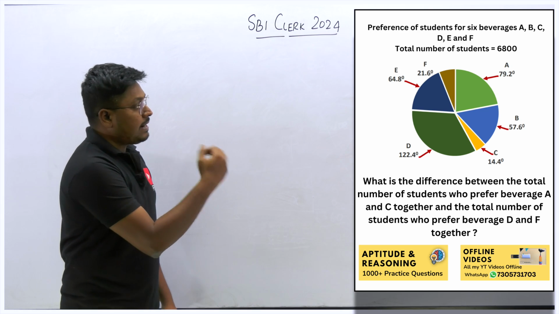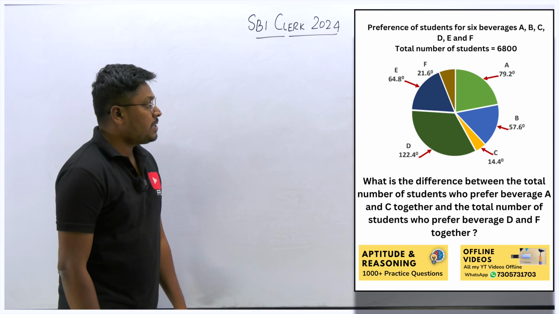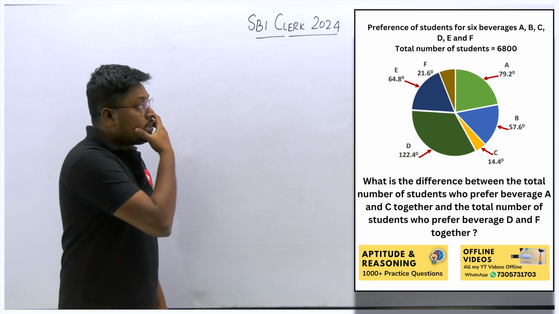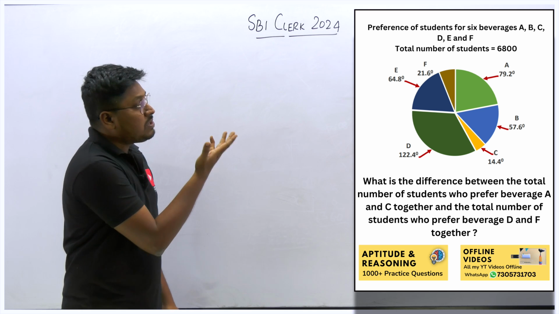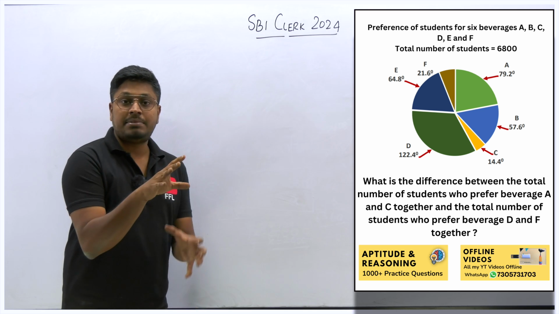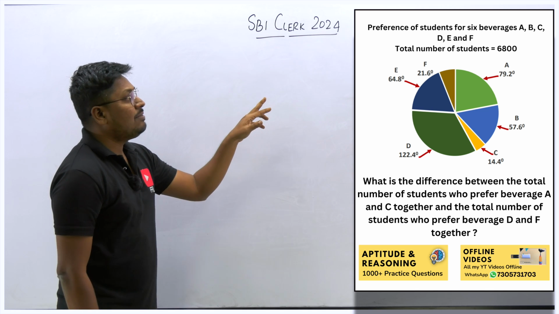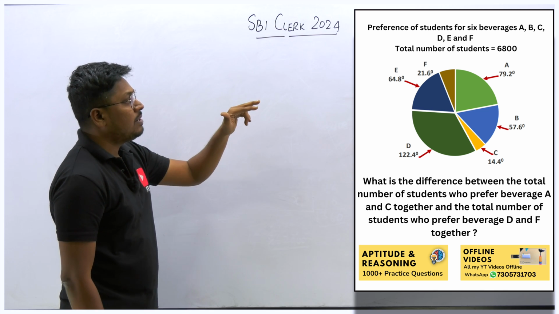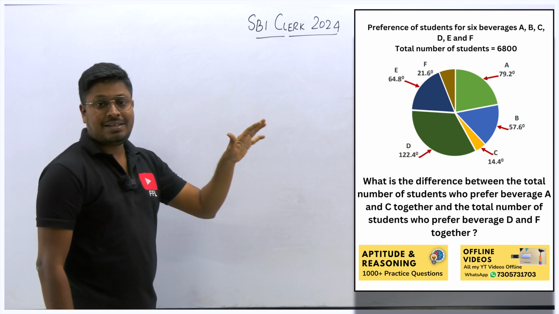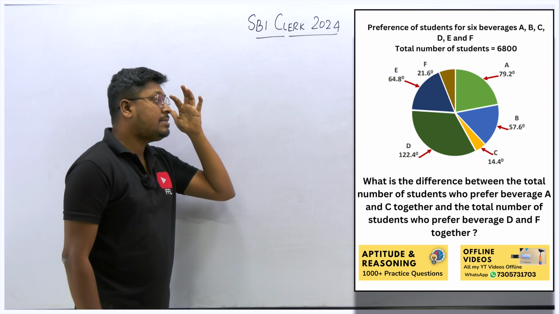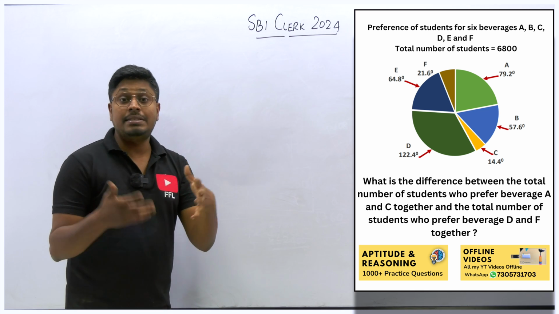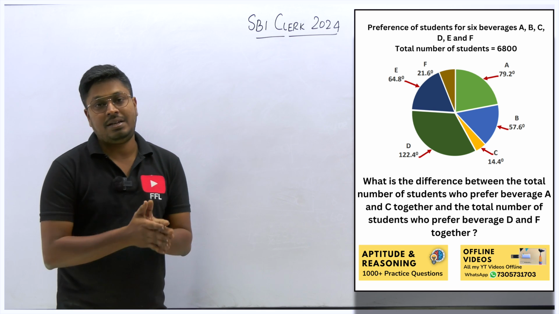So friends, here is the second set of data interpretation that is based on an angle, right? Just see the chart. Most of the students, in the exams, if they see a chart with a decimal value, just look at the chart. A value will be 79.2 degree and B will be 57.6 degree. If they see a value like this, most of the students think that it is a difficult question. No, it is not a difficult question.